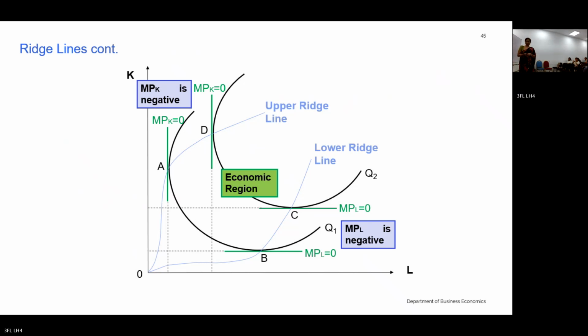Okay. Now we understood three different regions in the same isoquant, where MPL is negative, MPL is zero, MPL is positive. Okay. Now do the same thing, draw this in your book and identify the same regions for K. For MPK, identify all three regions by yourself.